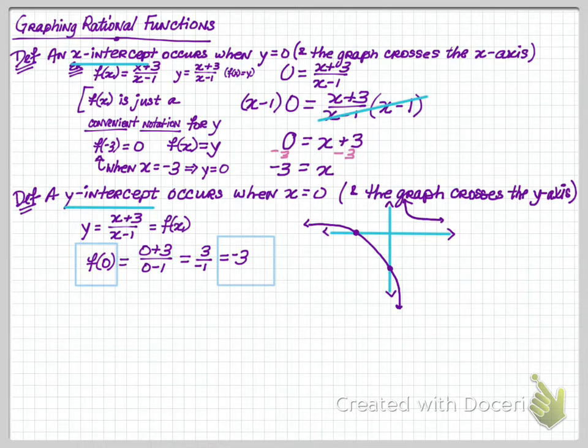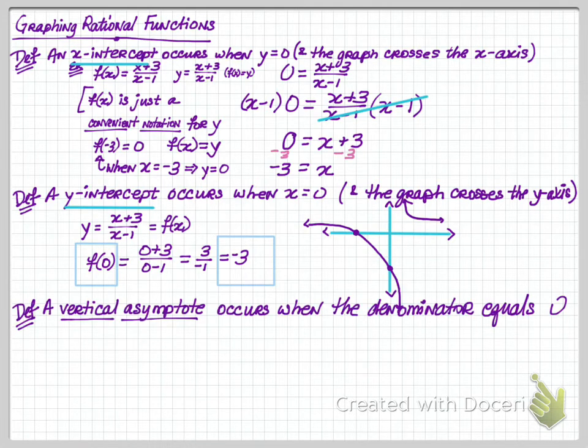Now we need to talk about our vertical asymptote, which is the next easiest thing involved here. A vertical asymptote occurs when the denominator equals 0. So we're going to still use that same function, and because we already have the graph up there, that's going to become super convenient in a second. So we're going to set the denominator only equal to 0, and the denominator is the bottom of your fraction. So we have this vertical asymptote of x equals 1.